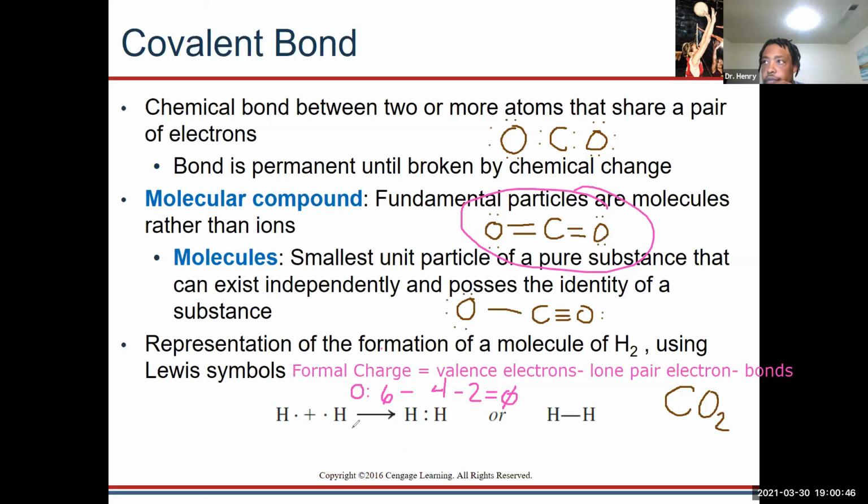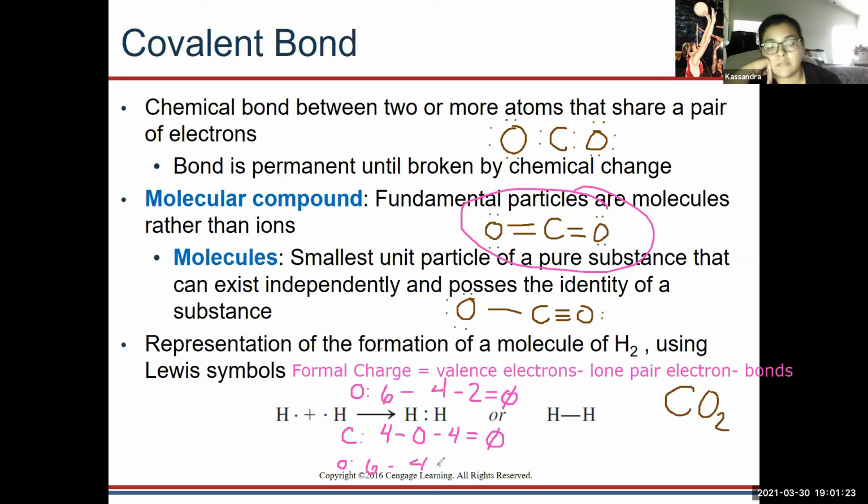Okay, now for the carbon. How many valence electrons does it have? 4. How many lone pair electrons does it have? 0. And then how many bonds? 4. And the other oxygen is going to be exactly the same, so it's also going to be 0. 6 minus 4 minus 2.